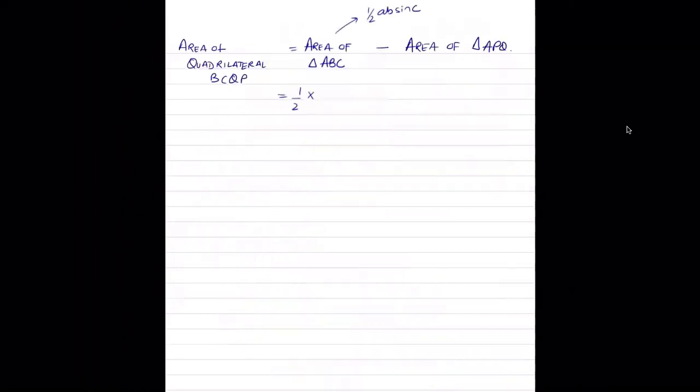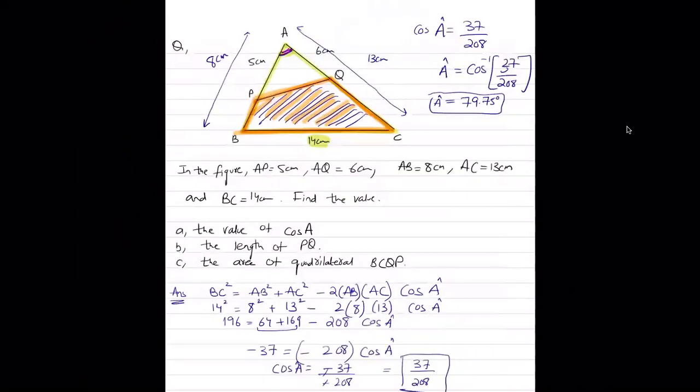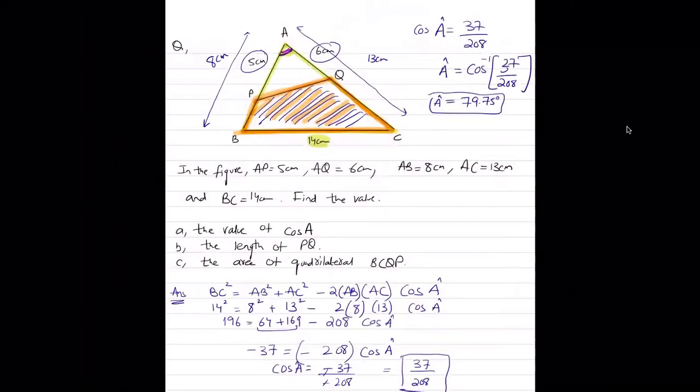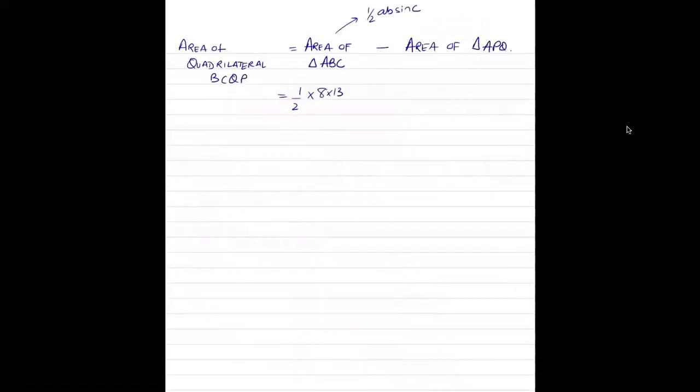So when I'm using this formula half ab sine C, the two lengths that I'm going to be looking for are the two lengths and an included angle. Half times 5 times 6 times sine of angle 79.75. Oh, I'm sorry. This is for triangle ABC, the larger triangle. So the two included lengths are 8 and 13. So half times 8 times 13 times sine of 79.75. This is going to give you the area of triangle ABC.